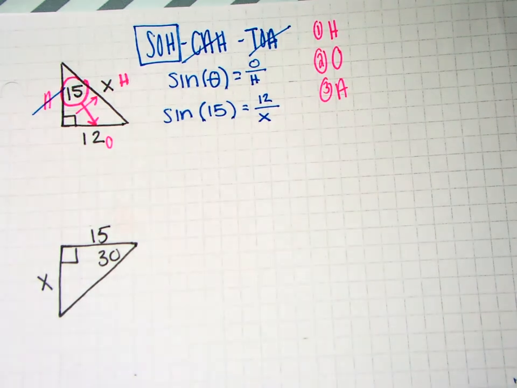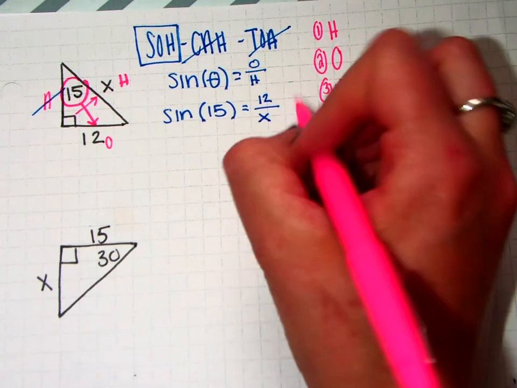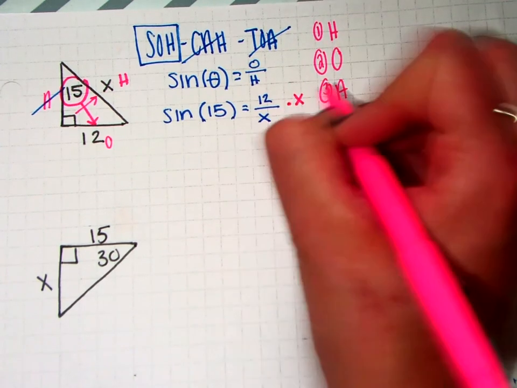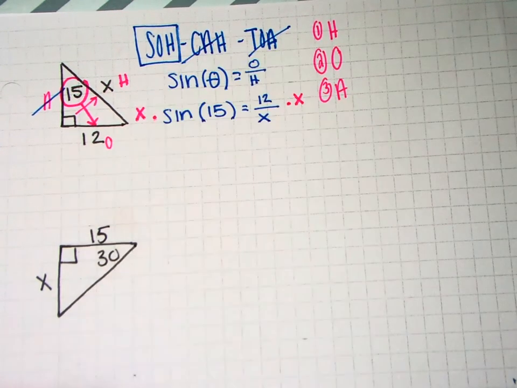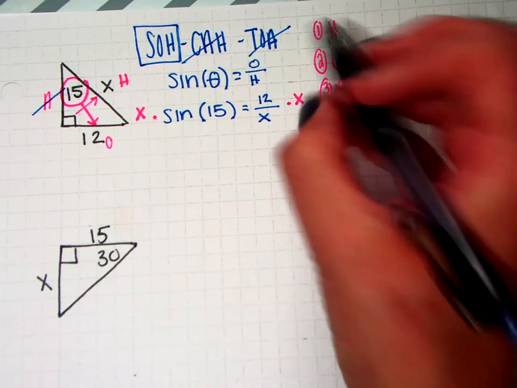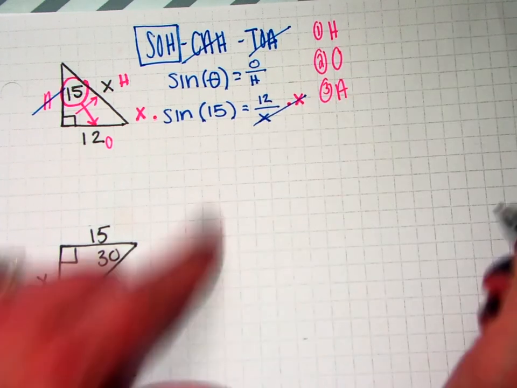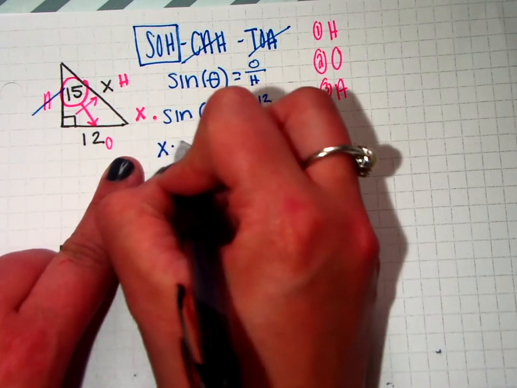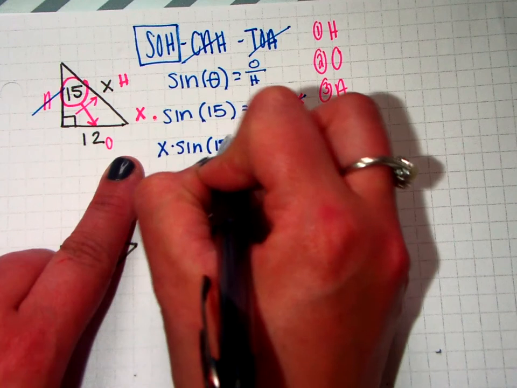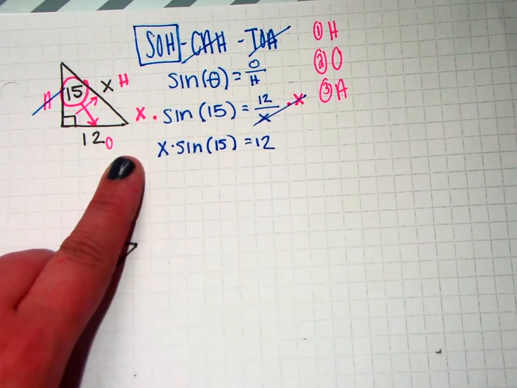Now what makes this fraction exist is the denominator. So what I need to do is get rid of the denominator. To get rid of a denominator, I clear the fraction by multiplying the denominator to the other side. What that's going to do is cause the x's to cancel, and I'm going to be left with x times sine of 15 equals 12.